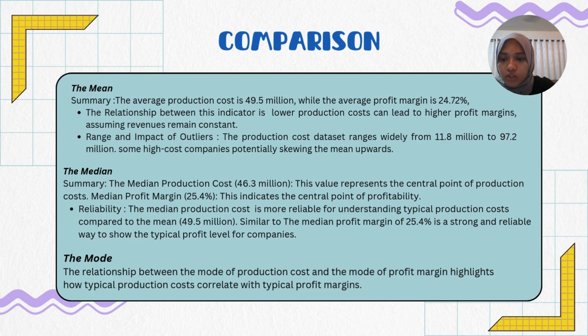The median production cost is 46.3 million. This value represents the central point of production cost. Median profit margin, 25.4%. This indicates the central point of profitability. The median production cost is more reliable for understanding typical production costs compared to the mean just now, as it is not influenced by outliers.